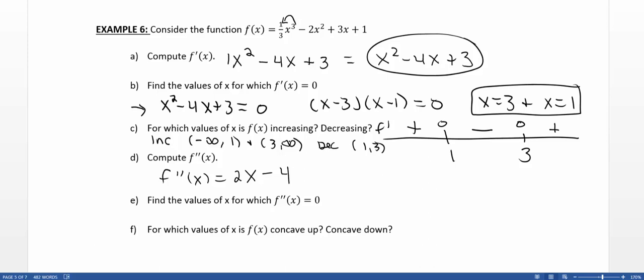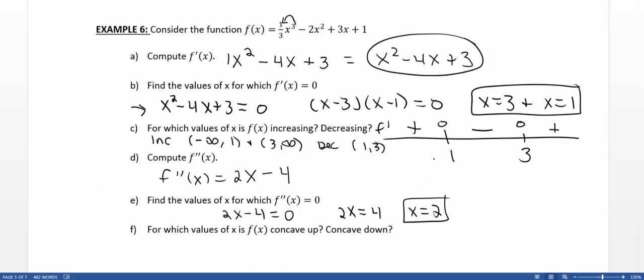Part E, find the values of x for which the second derivative equals 0. So if we take our second derivative and we set it equal to 0, this is a linear function, so we don't need to factor it. We can bring the 4 over. We get 2x equals 4. So we find that x equals 2. So x equals 2 is what's going to make the second derivative equal to 0.